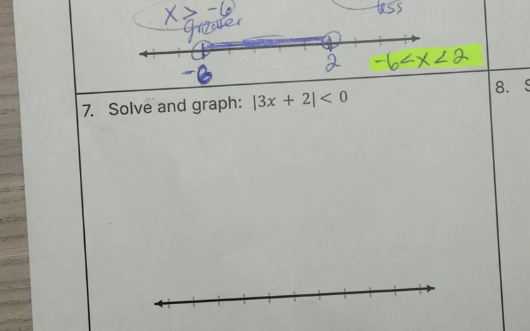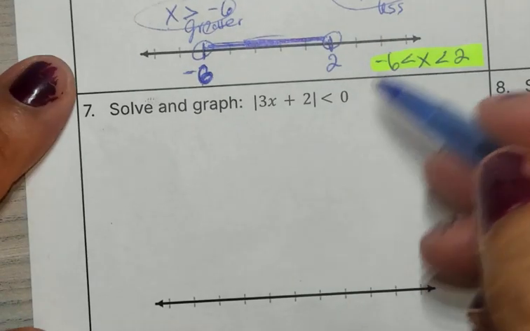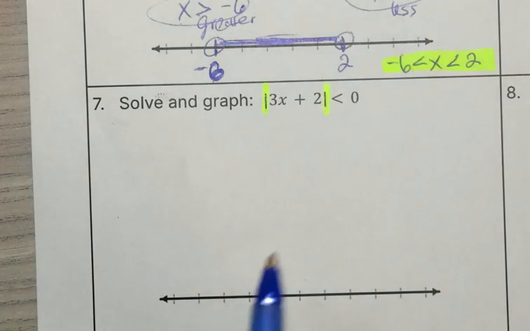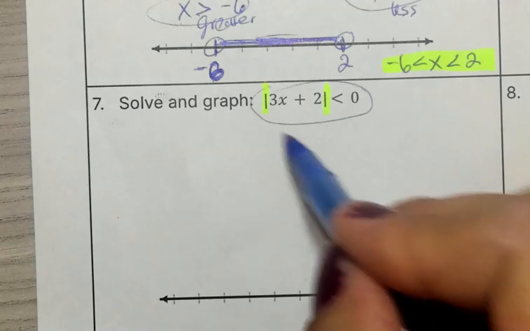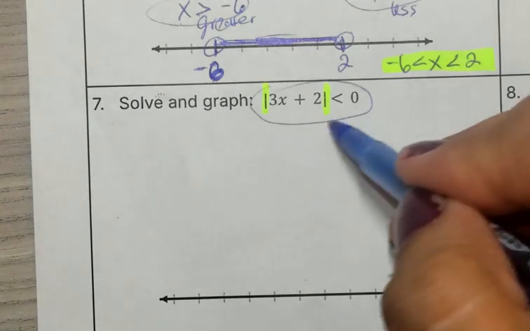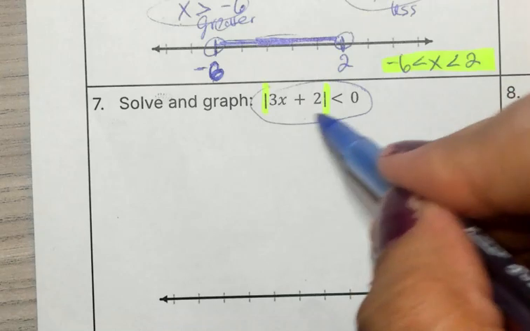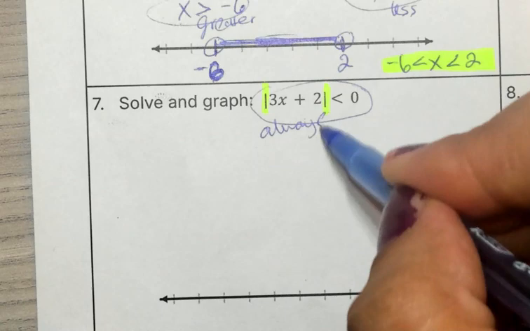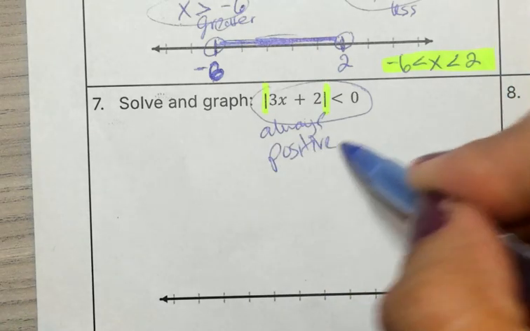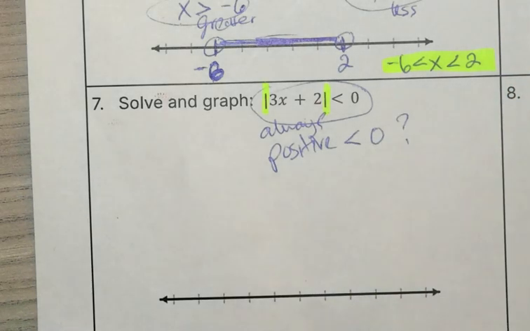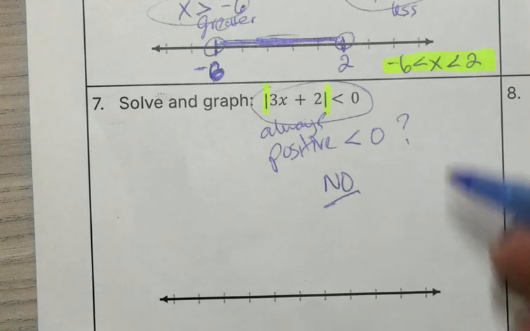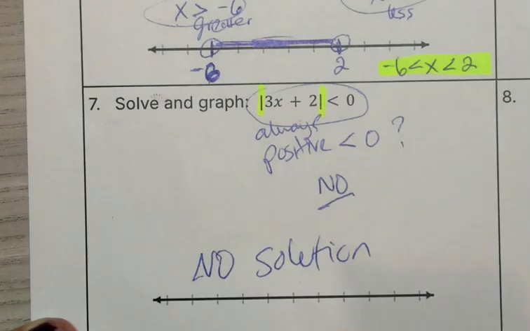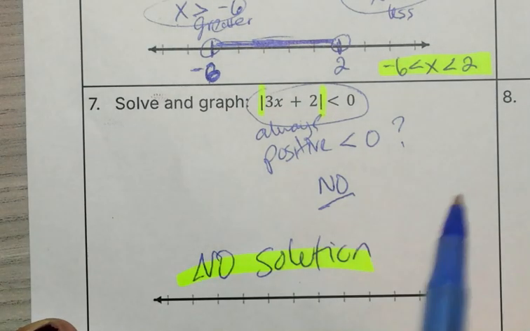For this one below, we have the absolute value of 3x plus 2. And again, the absolute value is isolated. So we will just have to decide whether to rewrite it or have a special solution. This one is saying an absolute value is less than 0. Absolute values are always positive. So if absolute values are always positive, will they ever be less than 0? That is no. So that means this is a no solution. So the answer here is no solution.